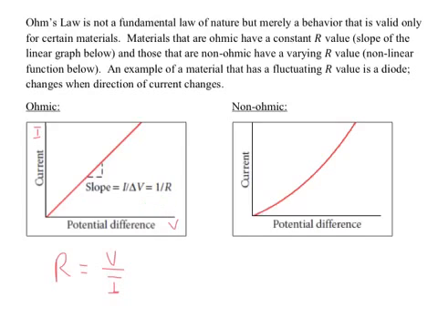But still, if R is a constant value, then 1 over R is also a constant value. If this is a number like 5 ohms, then the slope of this line would be 1/5, right? 1 over R. But the idea that the slope is constant, it's a linear function, tells us that it is ohmic. If something were non-ohmic, meaning that the resistance is not a constant, we'll notice in the graph here that there's a curve to the graph.